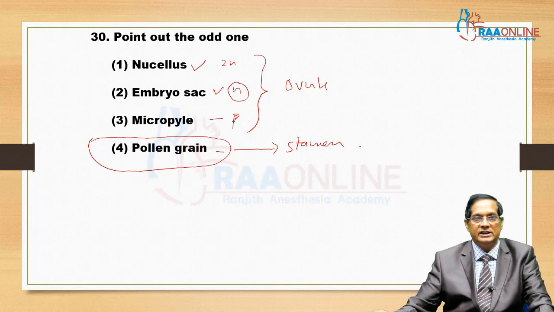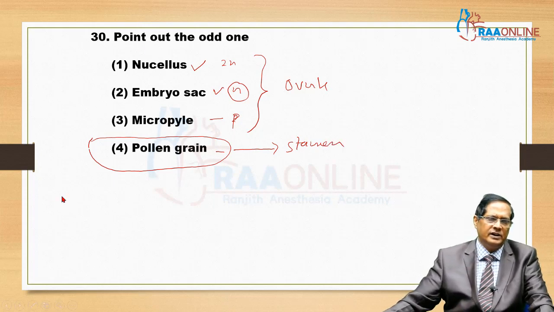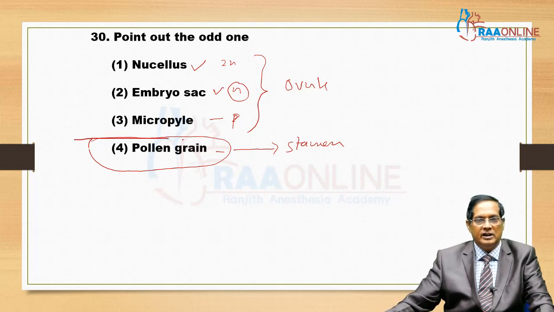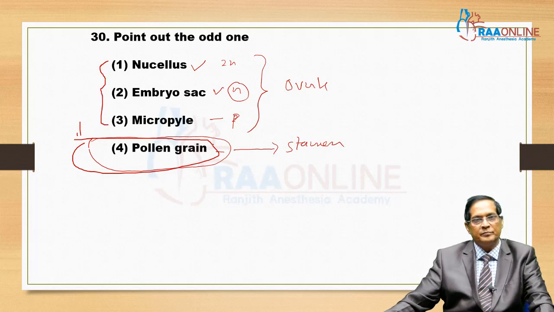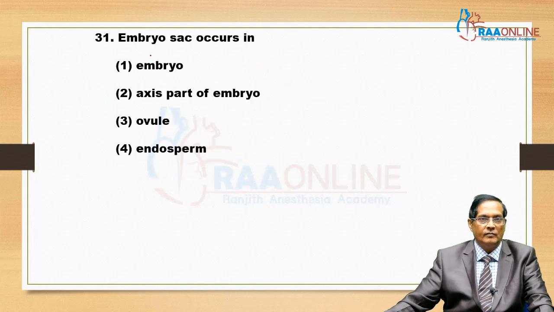And the question says which one is odd. So definitely pollen grains are the odd structure here. They are part of the male gametophyte. Pollen grain represents the male gametophyte, whereas these three structures are concerned with the ovule.